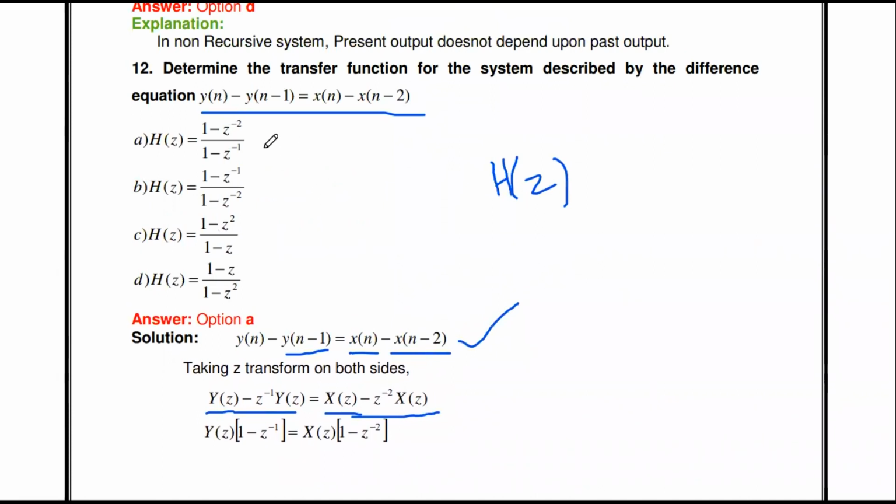So option A is 1 minus z power minus 2 by 1 minus z power minus 1. In the second choice, the inverse is given. In the third one, z power plus 2 is given. So we have to make this the correct one.